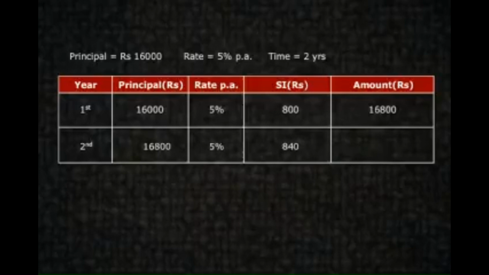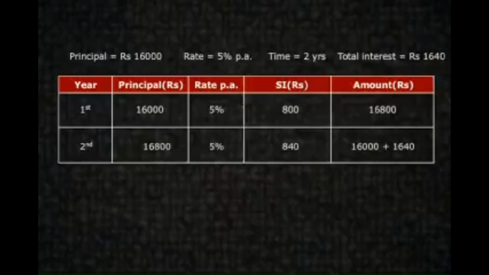So what was the total interest that I would have to pay for 2 years? 800 plus 840, which is 1,640. So this is the total interest, the compound interest that I will have to pay the bank. So what is the total amount that I'll have to pay after 2 years? Remember, the principal was 16,000 and the interest 1,640.